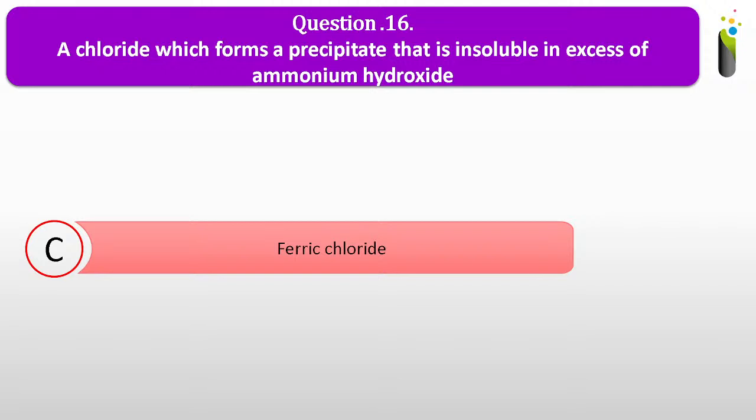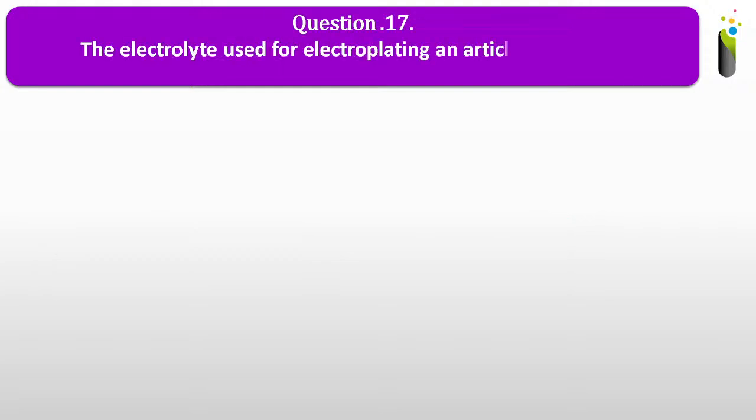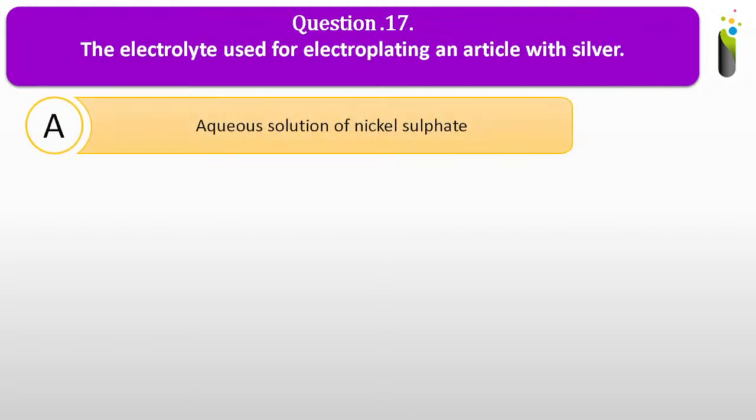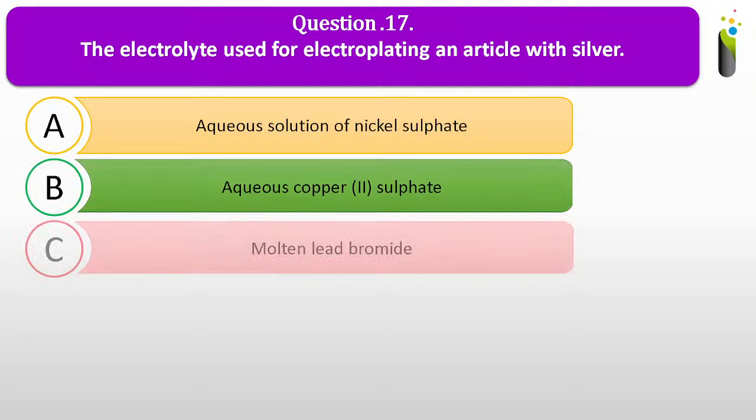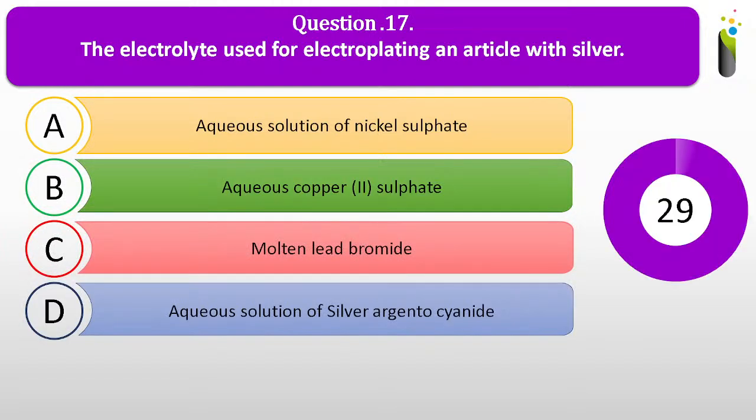Coming to the next, it's not B and C, Samana, it's C. Question number 17. The electrolyte used for electroplating an article with silver. A. Aqueous solution of nickel sulfate. B. Aqueous copper sulfate. C. Molten lead bromide. D. Aqueous solution of silver argentocyanide.